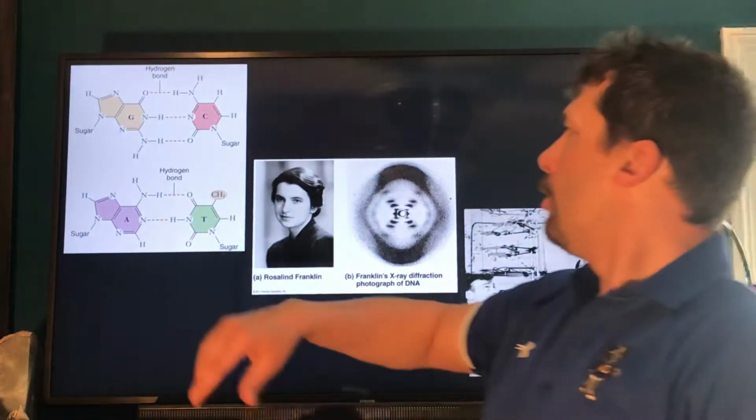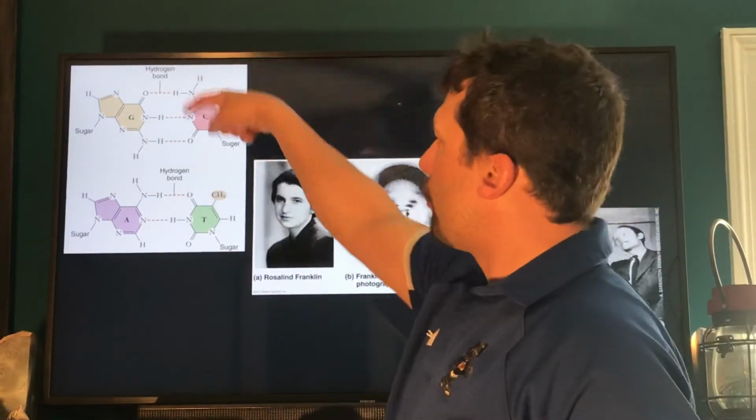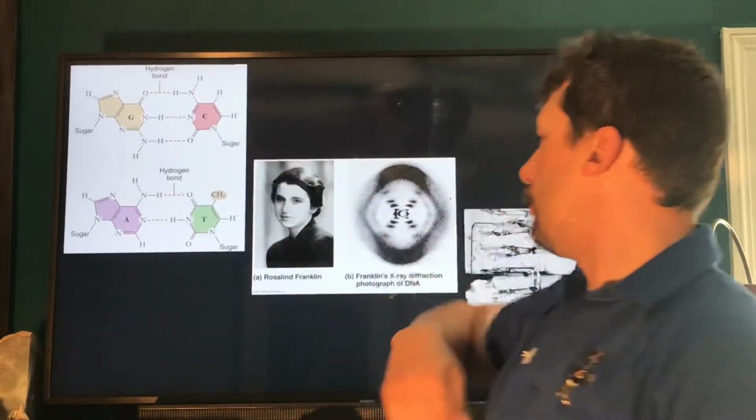All right, so we know that what's going to happen here is we have our nitrogenous bases. If you have G and C, you have 3 hydrogen bonds. A to T is 2 hydrogen bonds. This is clearly going to be more difficult to break because you have 3 bonds.